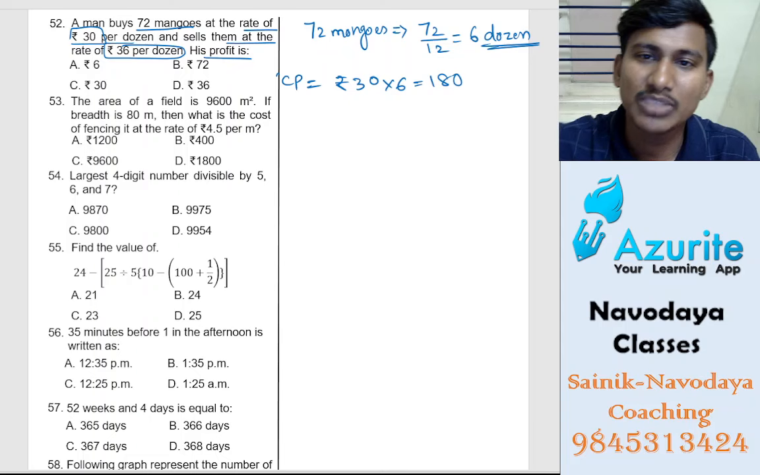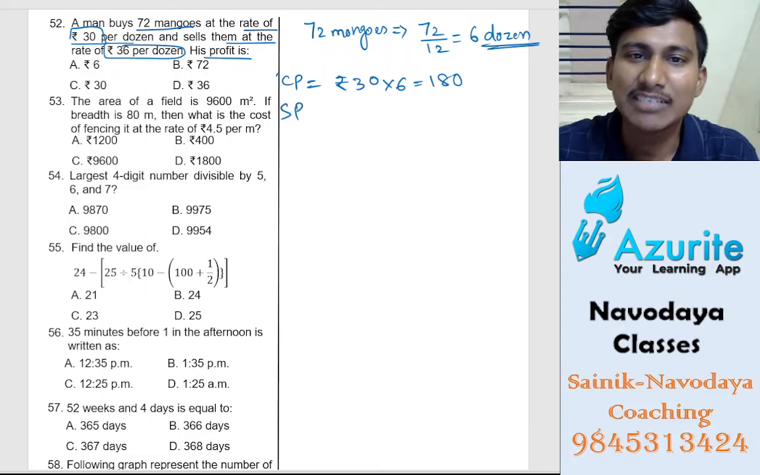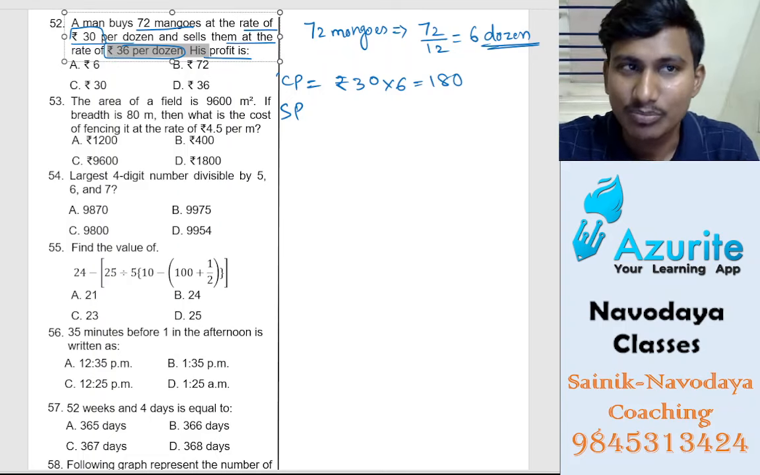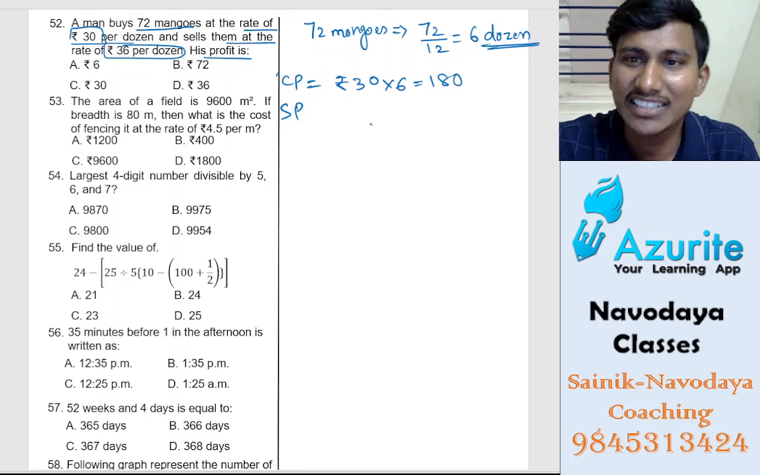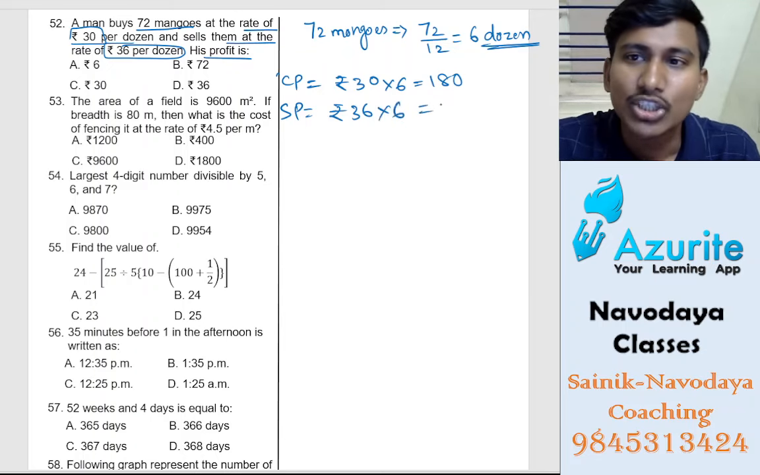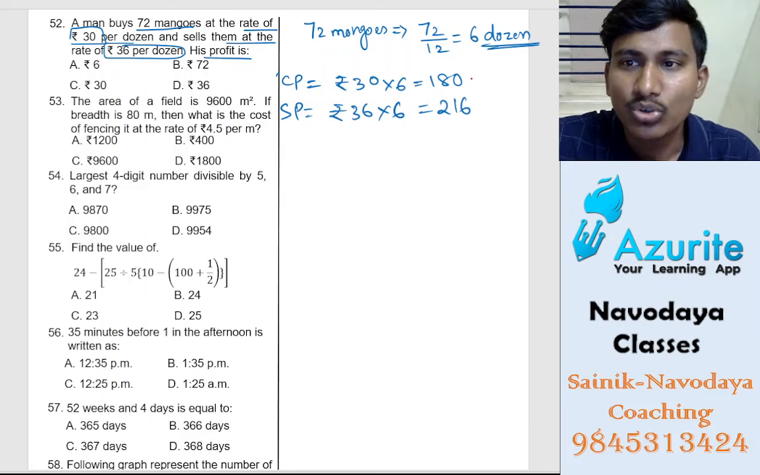Now how much is selling? The selling price, if you see, is 36 rupees per dozen, right? With 6 dozen, that is 36 rupees per dozen times 6 dozen, so the total will be 216. So he bought for 180 and sold it for 216.